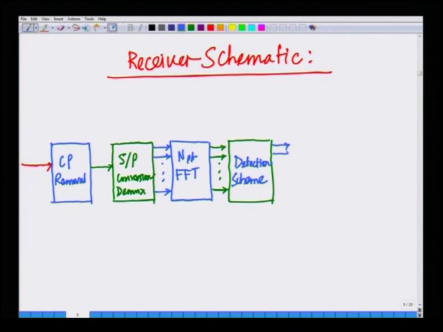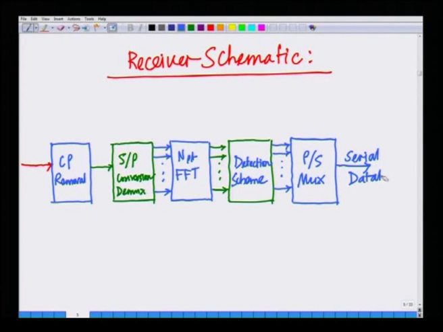Following this, I am going to convert from parallel to serial, that is, I am going to multiplex and give out the serial data stream. So, parallel to serial, or this is the multiplexing operation, which converts into serial data, a serial data stream. Okay. So, I have the detection scheme, and I have parallel to serial conversion, which is a multiplexing scheme that converts into a serial data stream.